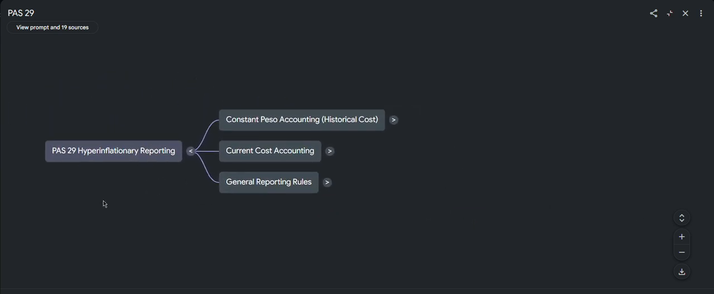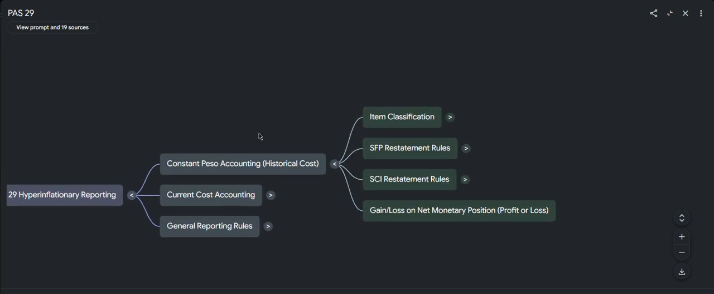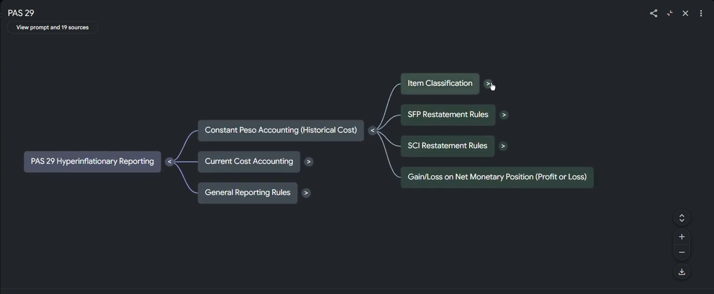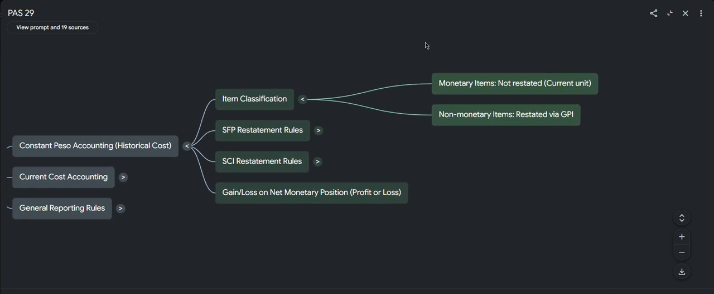So under PAS 29, hyperinflationary reporting or hyperinflationary economy, there are two relevant methods used. First is the constant peso accounting method, and next is the current cost accounting. So first, let's discuss constant peso accounting. Under constant peso accounting, it sorts monetary items and non-monetary items.